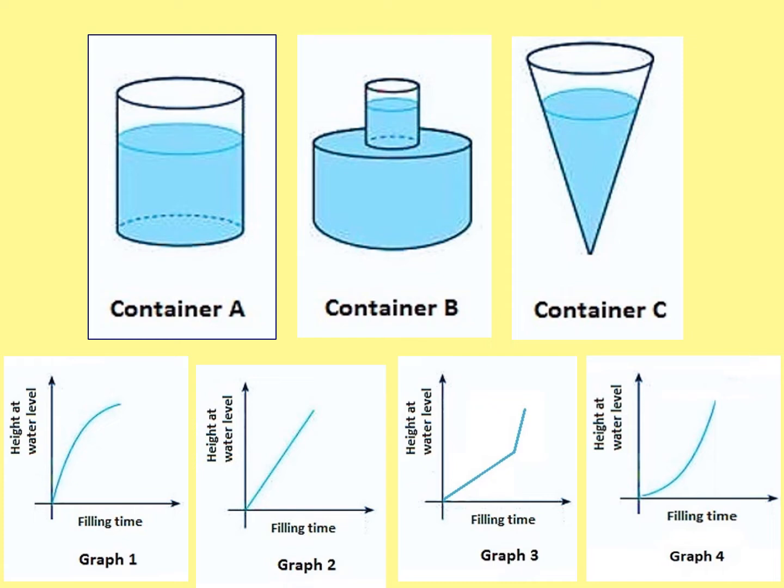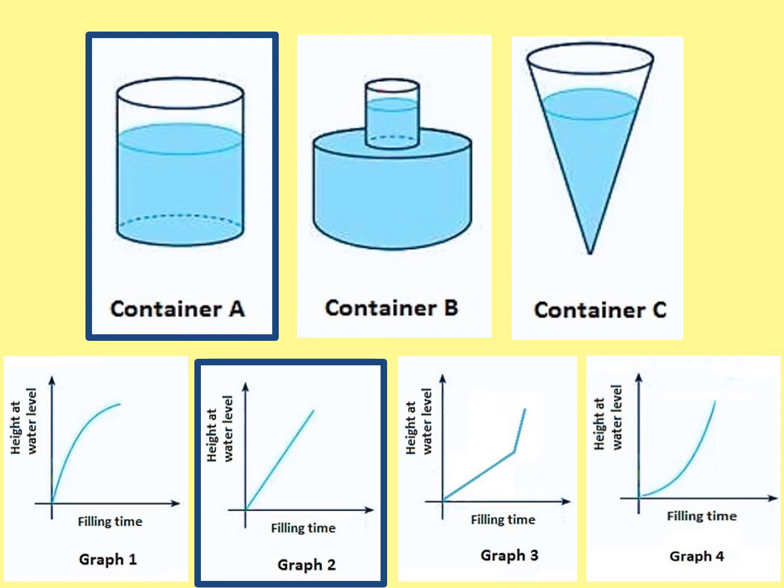Okay, so container A goes with graph 2. This is because the graph shows the height of water increases by the same amount for every bit of time, for every second. And this matches my description of the container because the container is uniform, it's the same width always, so the water is going to increase by the same height every second.